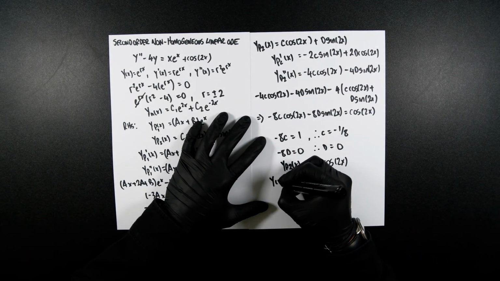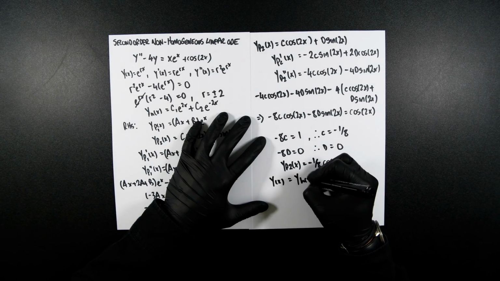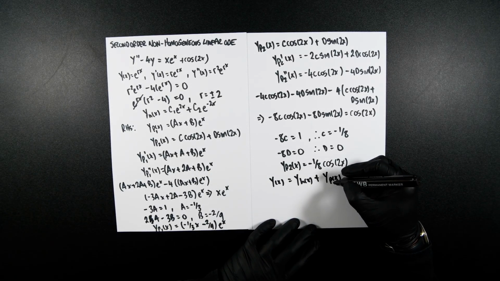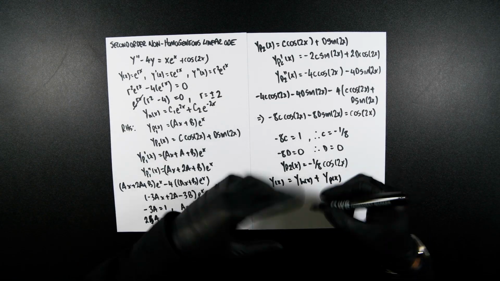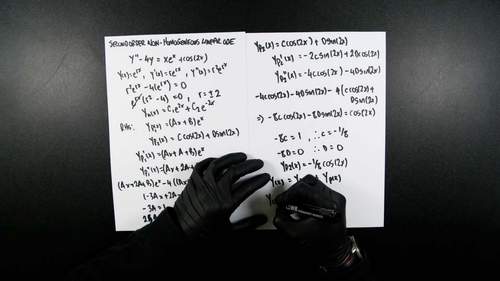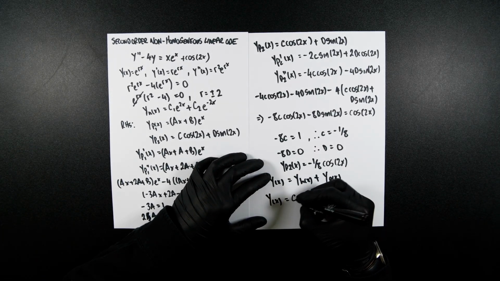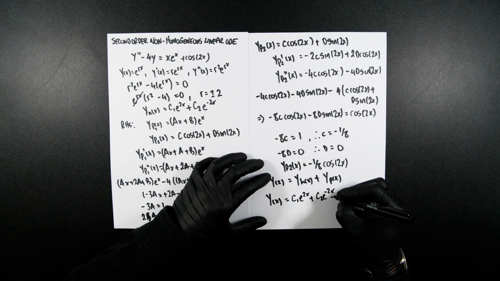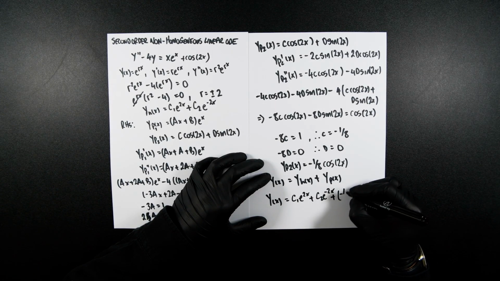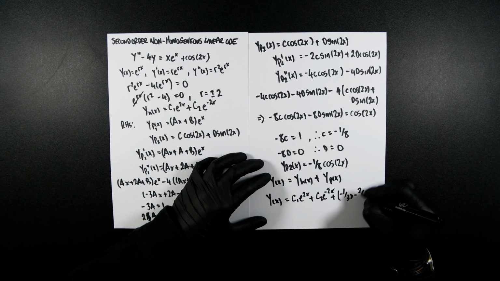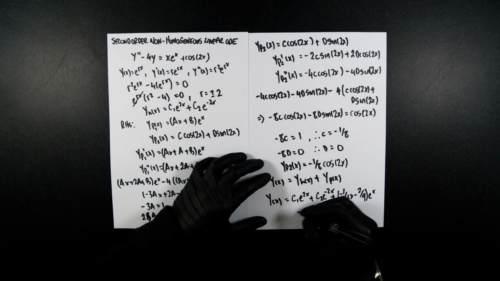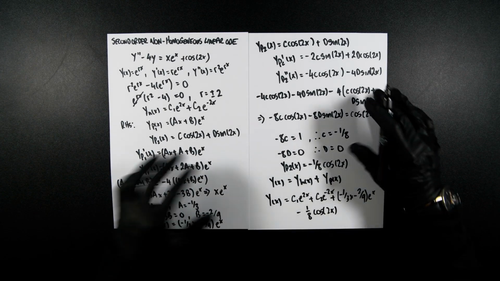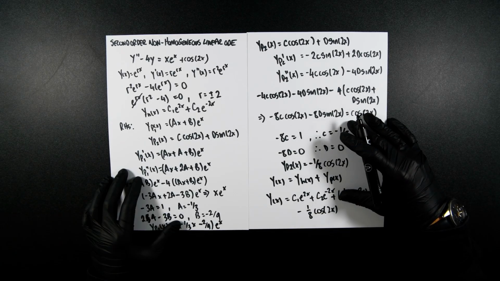We now know that y(x) is y_h(x) plus y_p(x), even though I appreciate that y_p is made up of y_p1 and y_p2. So now let's bring it all together. We're going to get c1 e to the 2x plus c2 e to the minus 2x plus (minus a third x minus 2 over 9) e to the x minus 1 over 8 cos 2x. That is the general solution.